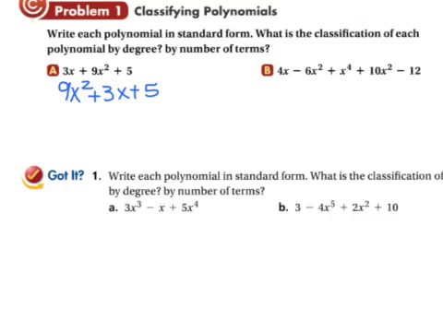Now we need to name this. Look at the degree first. So you look at the highest exponent value, it's always going to be your first one because that's what it means to be in standard form. So your highest exponent value is 2. Degree 2 is a quadratic. And we also have to name it by term. So how many terms are here? 1, 2, 3. Good, Corey. It's a trinomial.